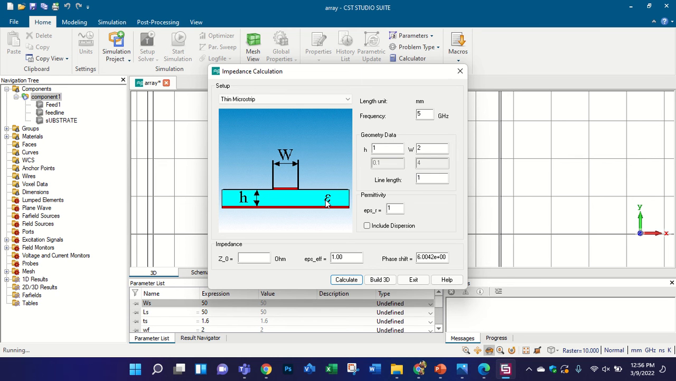I am using an FR4 substrate, and I know the value of the FR4 permittivity. I am using 4.3. The height of the substrate is 1.6 millimeter. And what is the width? If I calculate, at 2 millimeter it is not 50 ohm. So you need to check and vary the values. In this way you can calculate the width of this feed line.